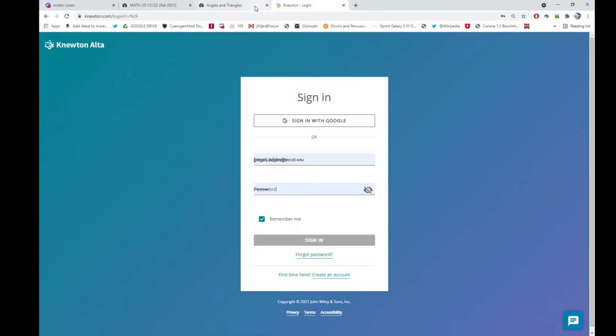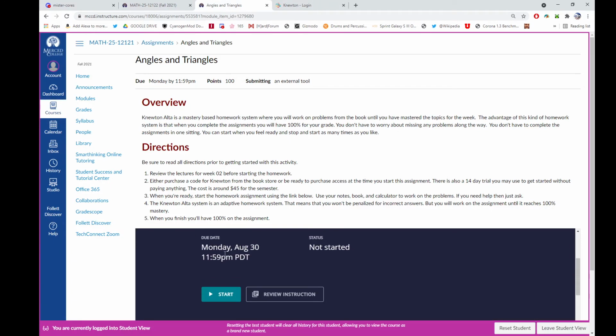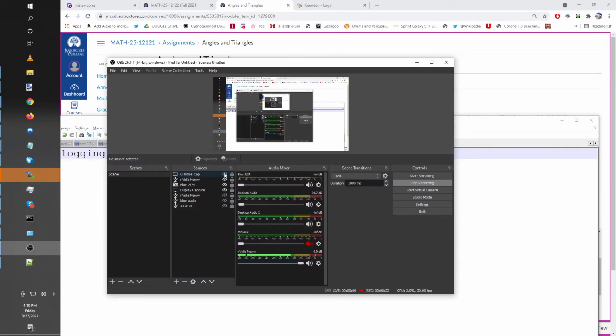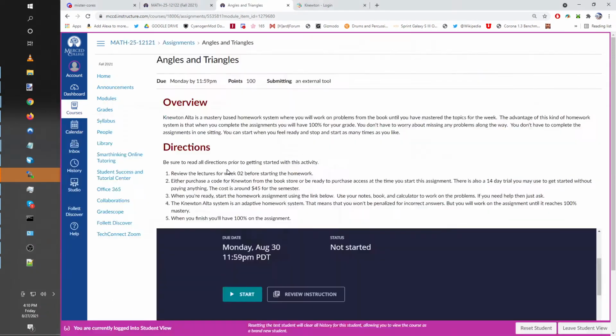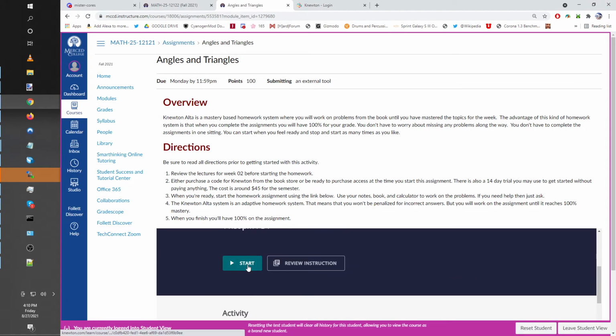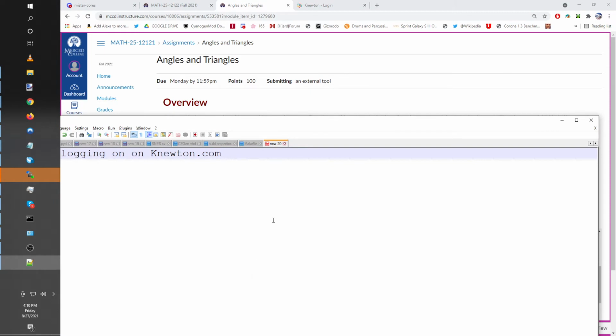Now, if that doesn't work, so you can't access here, you went to Knewton.com and tried to log out, and that didn't work, you still can't access this, then the next thing you might try is to use another web browser. Now, since my video is tied to this particular web browser at the moment, let's see what I can do here.